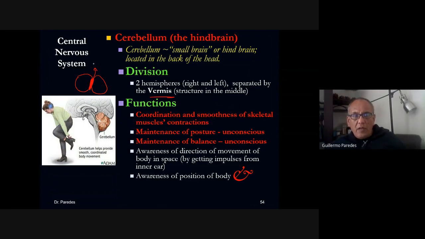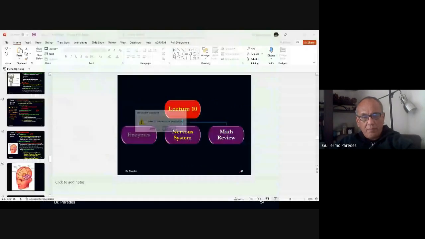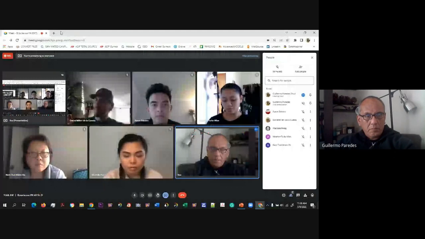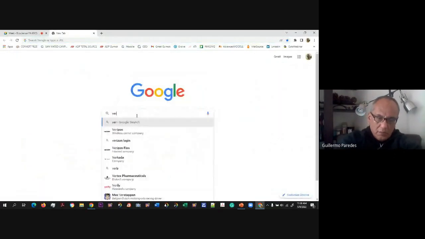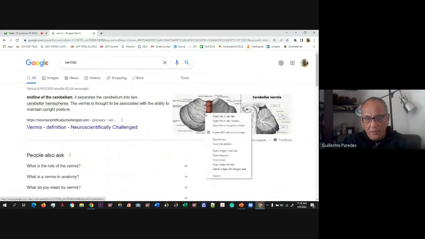The vermis is a structure in the middle of the cerebellum, and it works as a bridge, similar to the corpus callosum. That's why your right cerebellum knows what the left cerebellum is doing, and the left cerebellum knows what the right cerebellum is doing. So the connection between the two cerebellums is the vermis. I should put more pictures here. This is the vermis. Can you see this?